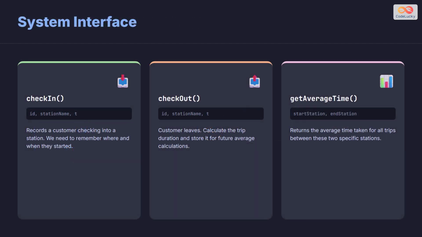We need to implement 3 specific operations. First, check-in, which records a passenger starting a journey. Second, checkout, which records the end of a journey. And third, getAverageTime, which returns the average duration of all trips between 2 specific stations.